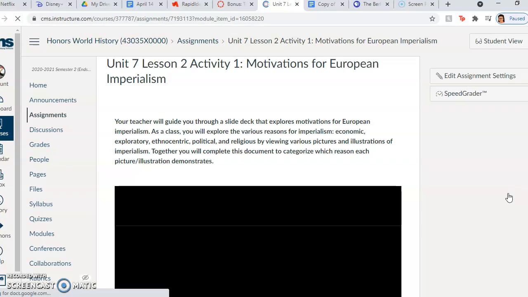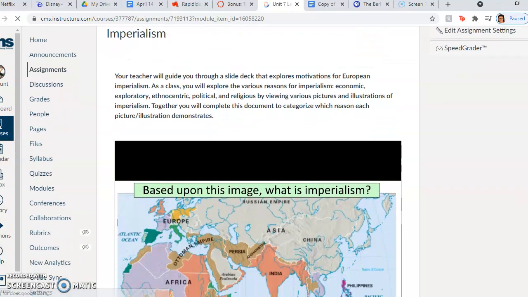Next, we discussed here the next cause of World War I and eventually II by using the acronym M.A.I.N. M stood for militarism, A stood for alliances, and N stood for nationalism, but it was on this day that we decided to discuss imperialism. You had 5 motives for imperialism. They were economic, exploratory, ethnocentric, political, and religious.